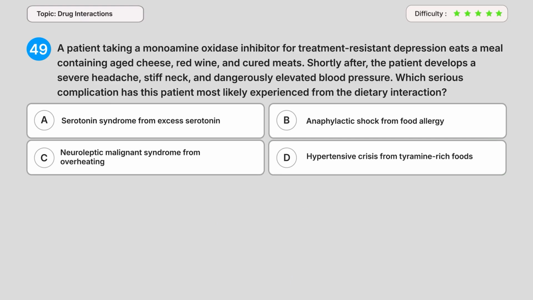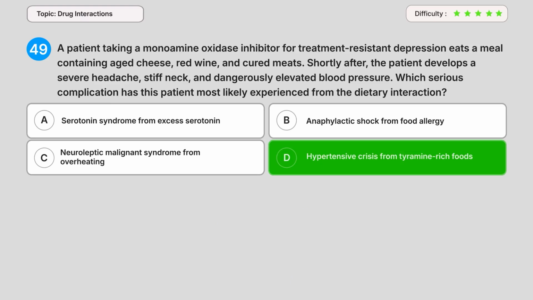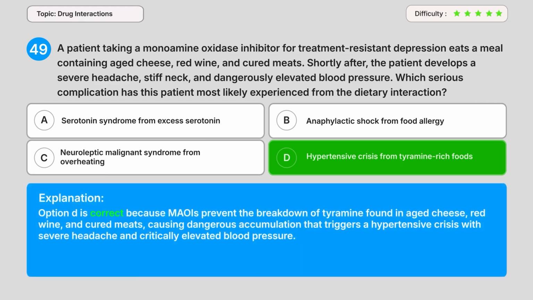Correct answer: D. Hypertensive crisis from tyramine-rich foods. Explanation: Option D is correct because MAOIs prevent the breakdown of tyramine found in aged cheese, red wine, and cured meats, causing dangerous accumulation that triggers a hypertensive crisis with severe headache and critically elevated blood pressure.